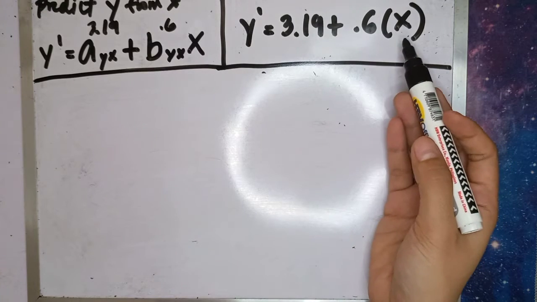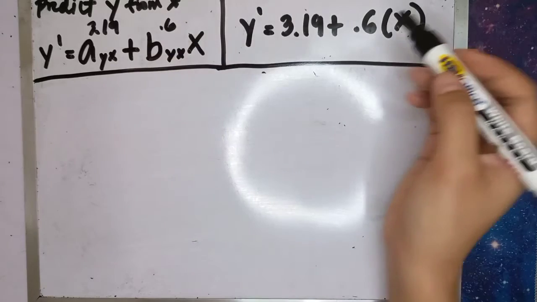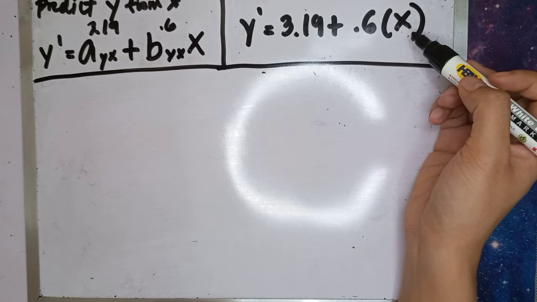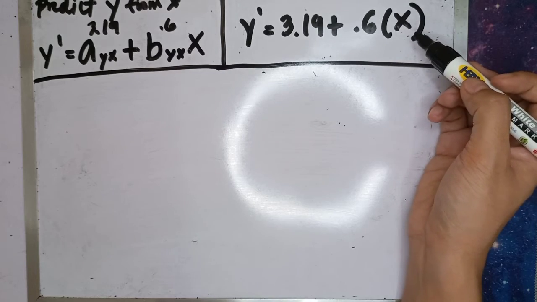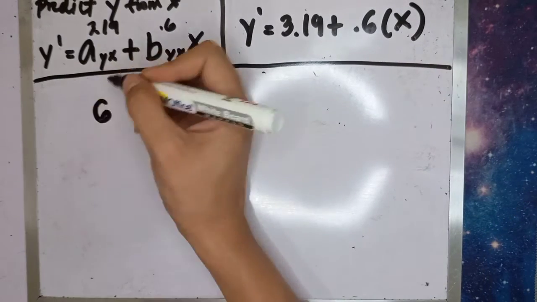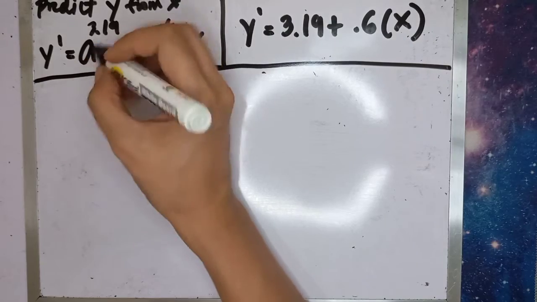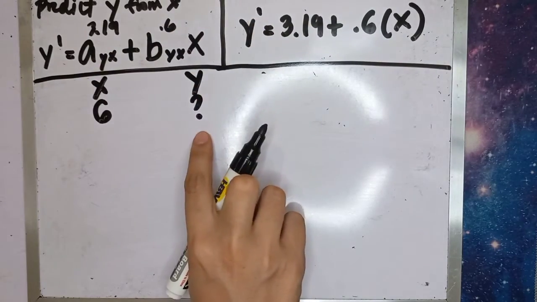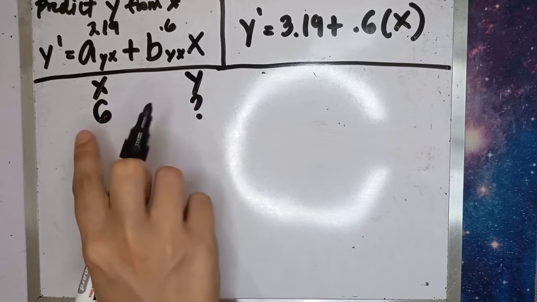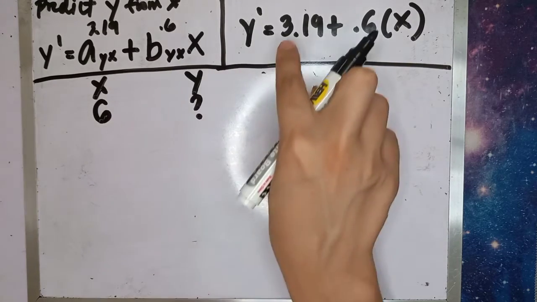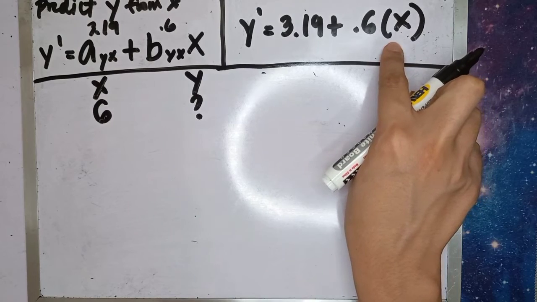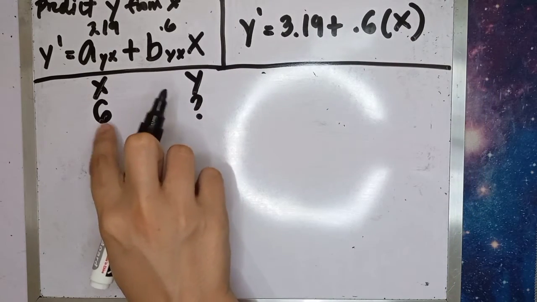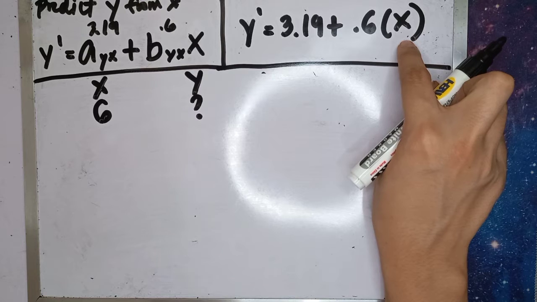Pag ang score ng participant or certain individual sa creativity ay halimbawa 6 yung nakuha niyang score sa X, ano ang magiging Y? Yun yung ipe-predict natin. We want to predict, so gagamitin natin yung formula na to. Isa-substitute natin yung score ni X doon sa ating formula.